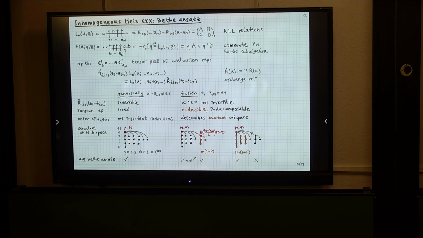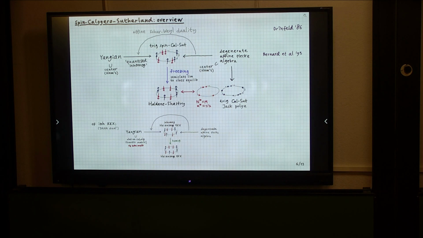Now, we're going to change gears. We're going to go to the spin Calogero-Sutherland model. And here, I'll start with this cartoon which summarizes all the structures there. So let me talk you through it.